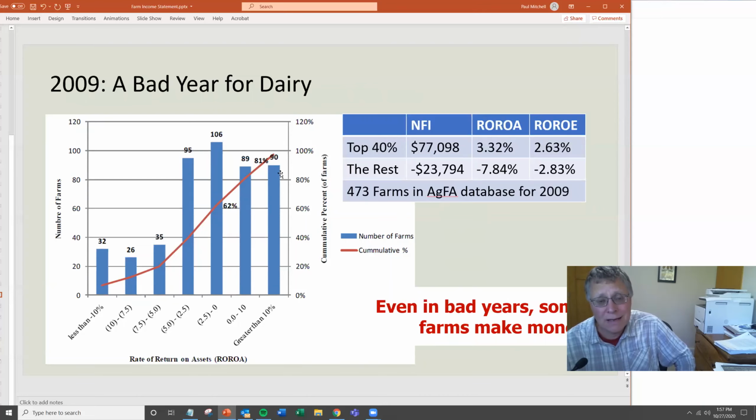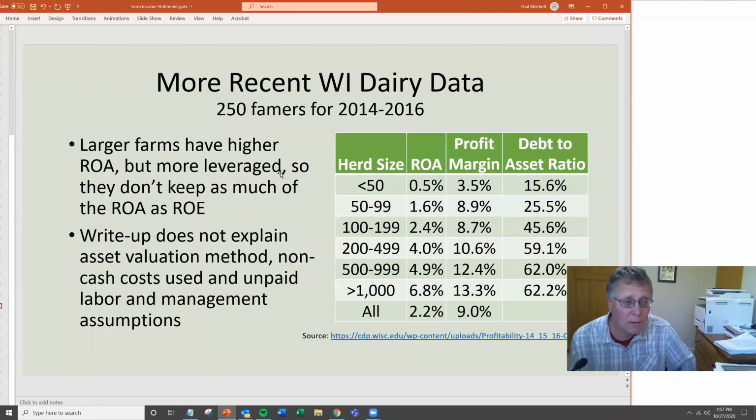Rate of return on assets for that top 40% was 3.3%. What was the rate of return for that bottom 60%? Negative 7.8%, and then you can see the returns on equity, the same point. Even in this really bad year with a negative average return on assets, there were still a substantial number of farms that did quite well, well above, even though it was a low year for themselves. Average is only 3.3% for those top performers, but in that really bad year, they still did well. And the point I'm trying to make is, even in bad years, some farmers are making money. That's the way to think of it.